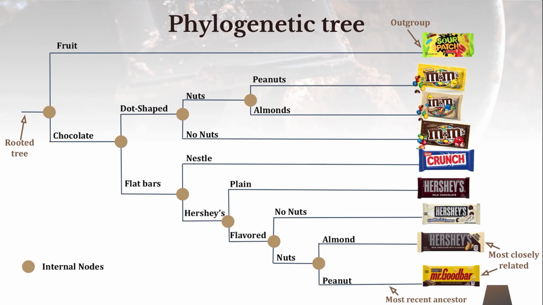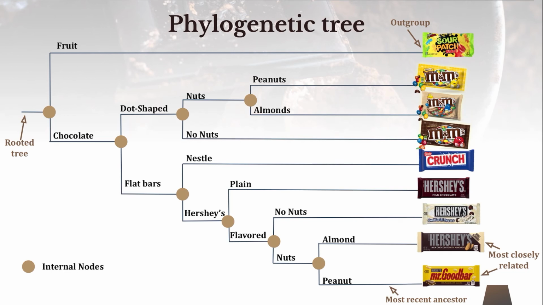In the next node, we divided the plain milk chocolate Hershey bars from the flavored Hershey bars. After that, we divided it by the presence of nuts and no nuts. The cookies and cream was flavored, but it didn't have any nuts. And in the last node, we divided it by the kind of nuts: Hershey's Milk Chocolate with Almonds and Hershey's Mr. Good Bar with peanuts. These two Hershey bars with nuts are the most closely related out of all of the other OTUs, since they have the shortest lines.